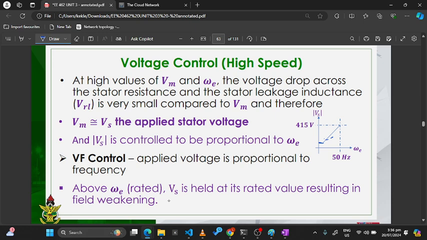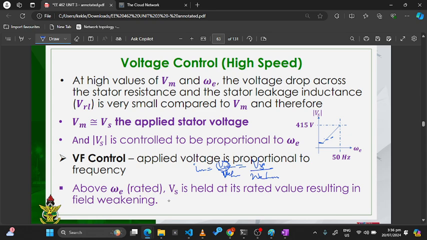So as you change the applied voltage, you change the frequency. So above omega E rated, Vs is held at its rated value, resulting in field weakening. So what we are saying is we want Im to remain constant, Vm over omega E Lm. And we are saying at high values of Vm, this should be equal to Vs over omega E Lm. Right? Okay.